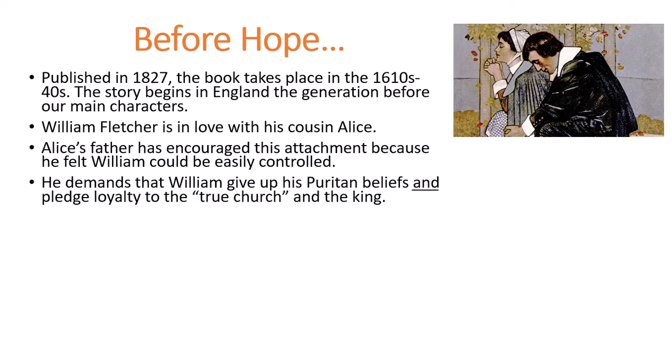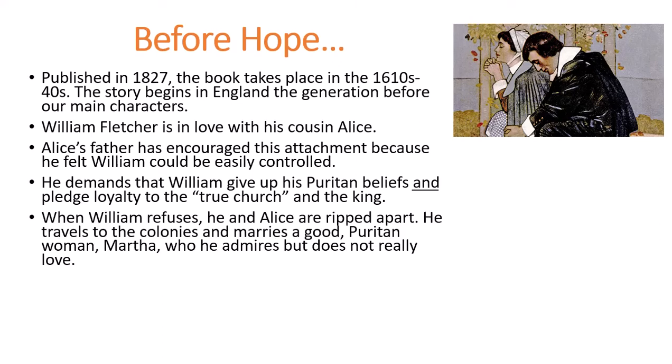So he wants William to give up his Puritan beliefs and pledge loyalty to the true church and the king. And at this time, there are a lot of aspects of religion in this that we'll be talking about later. But it's pretty clear that this is the Anglican Church, possibly the Catholic Church even, that they're discussing. So William refuses, and he kind of proves that he's a good Puritan.